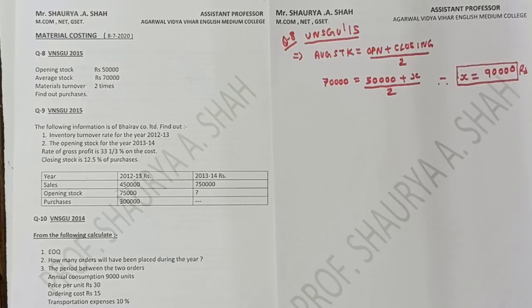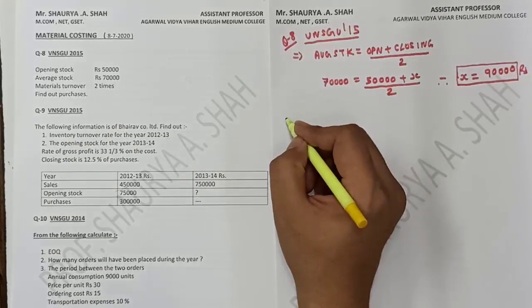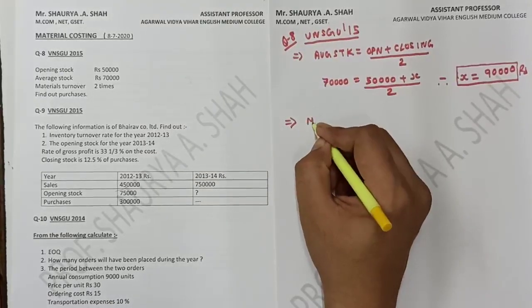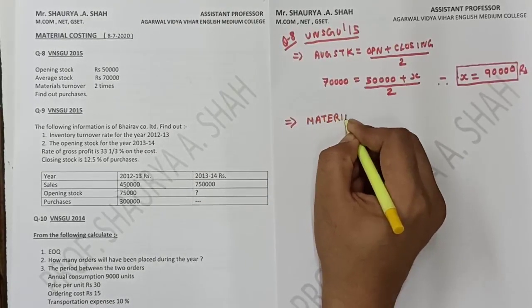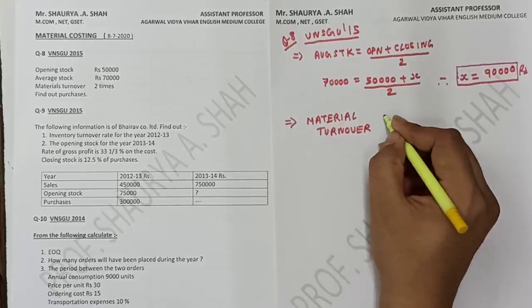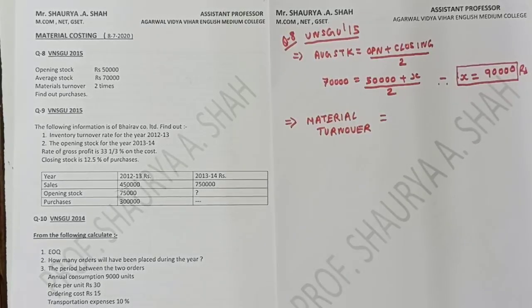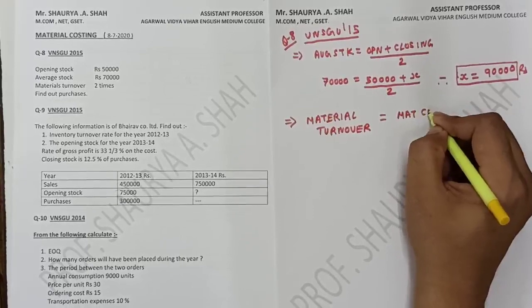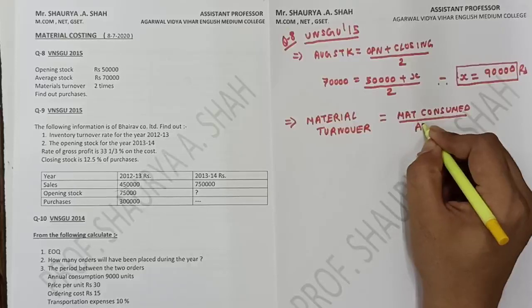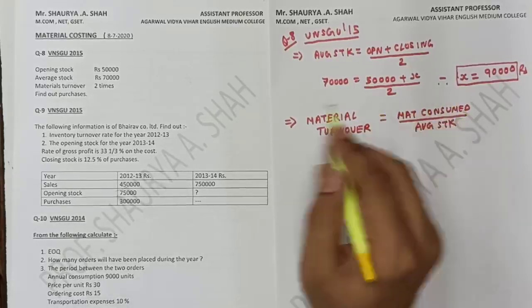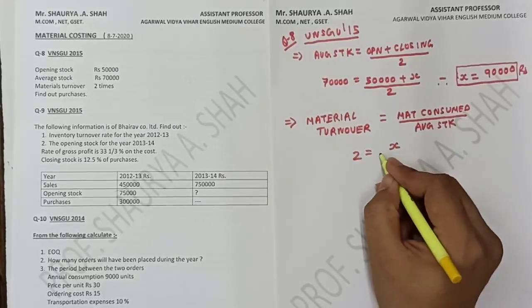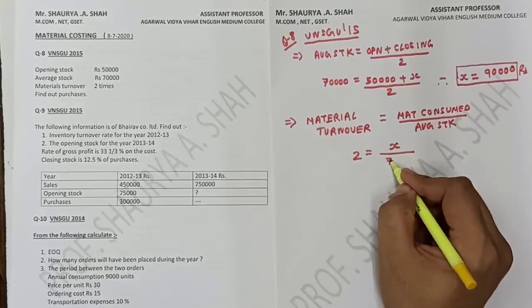Now the second thing you need to find out is material turnover, right? That is material consumed, or you can say cost of goods sold. So what is the formula for material turnover, students? Material turnover is the same as your stock turnover. Material turnover is equal to material consumed upon average stock. So material turnover I am having is 2 times, material consumed I don't know, so x, divided by average stock. Average stock also I am having, 70,000.